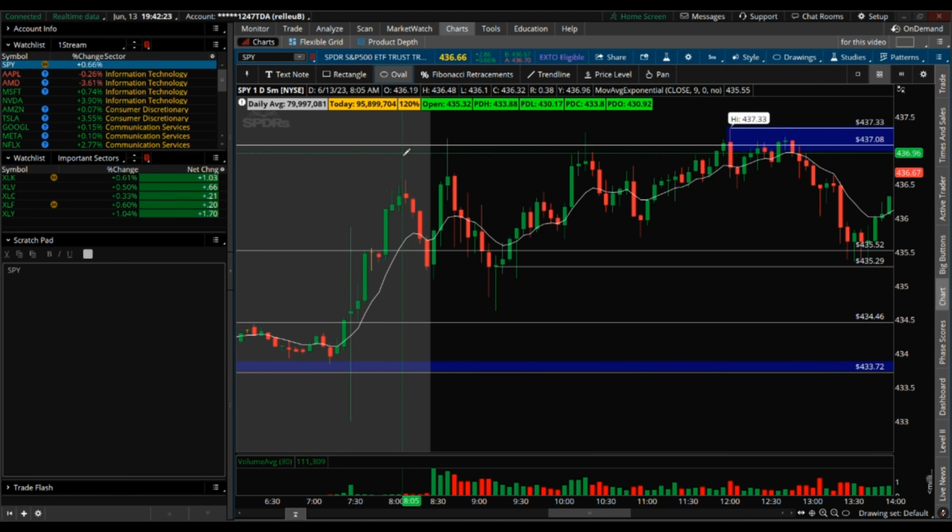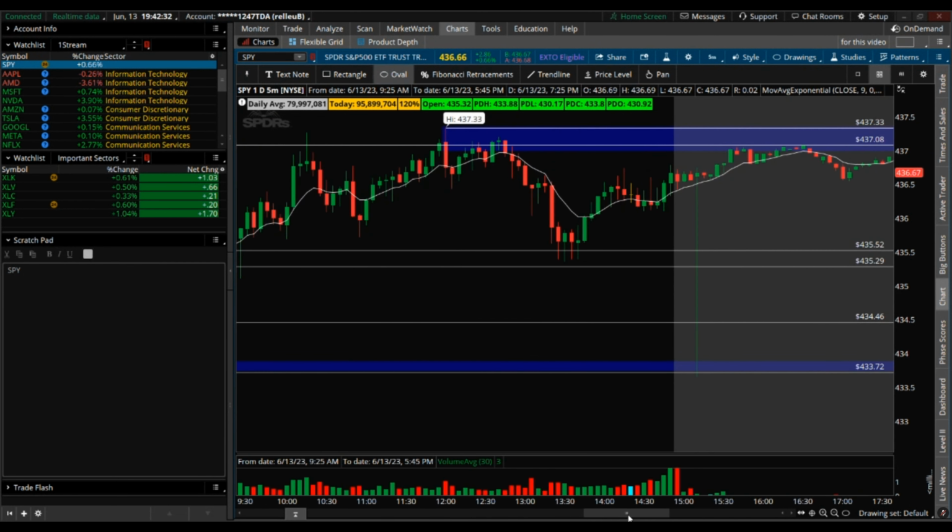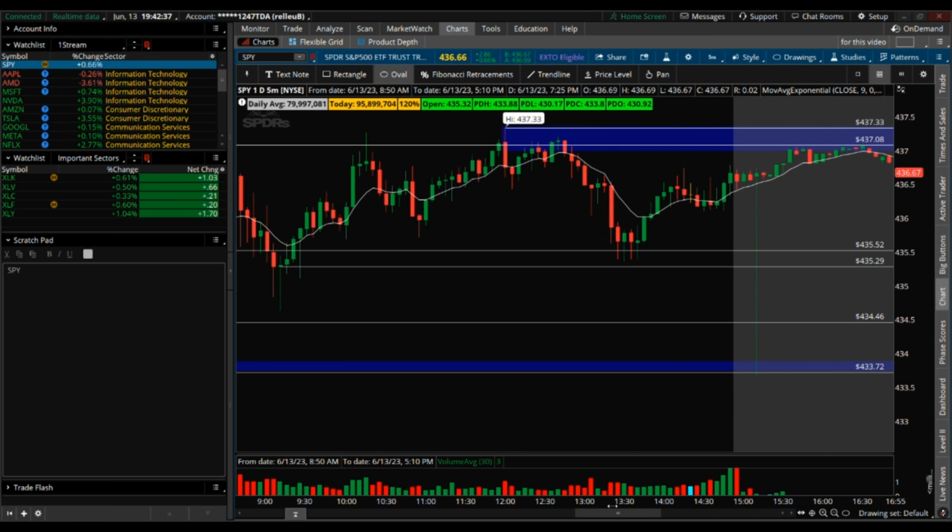On this day, the breakout level was basically 437.10. We're looking for a close over it, a good rising volume close, and then a retest of this level. We really didn't get that today. It was just a quadruple top, but it shows you just how effective these levels are.